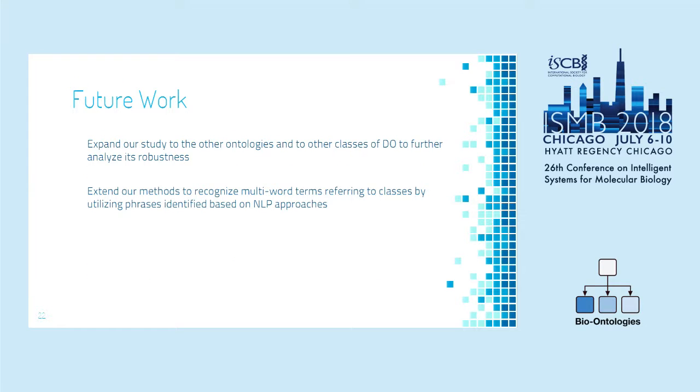For future work, we want to try more disease classes, and we also want to try another ontology rather than disease. And also we want to extend our method to recognize multi-word terms referring to a class, because here we just recognize one word. So, for example, we know that a lot of disease terms contain multiple words, not just one word, like Ebola, for example.